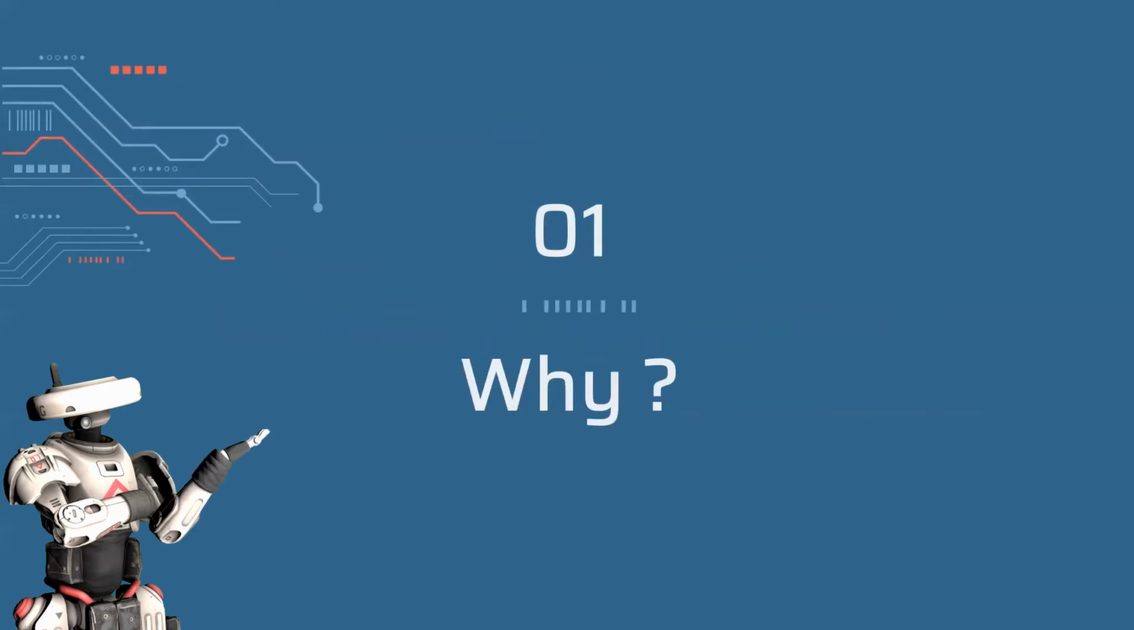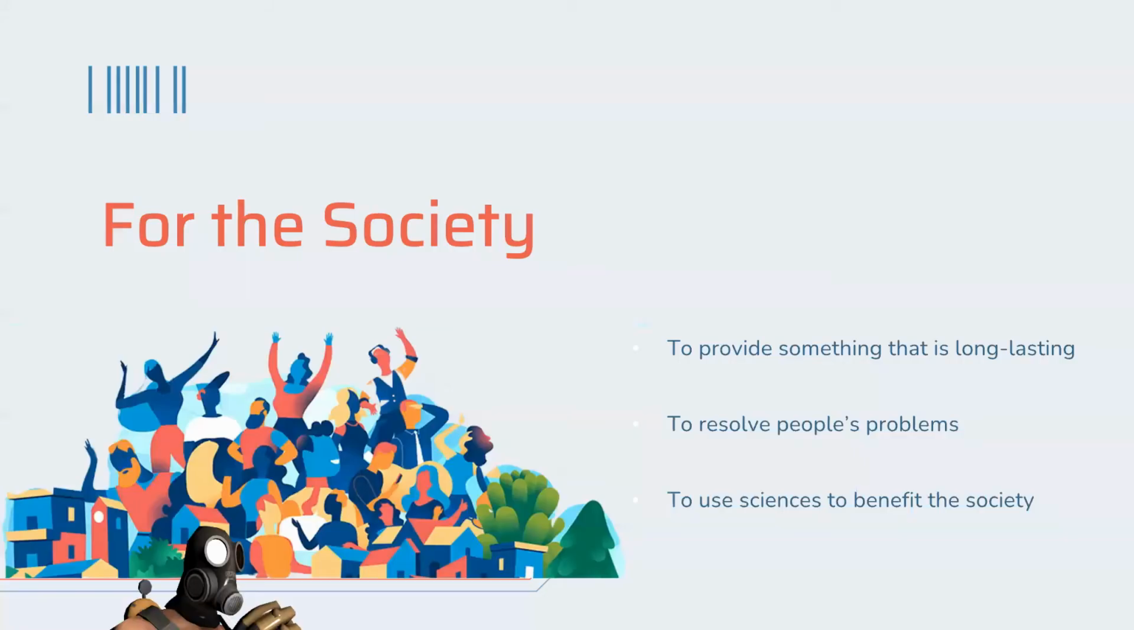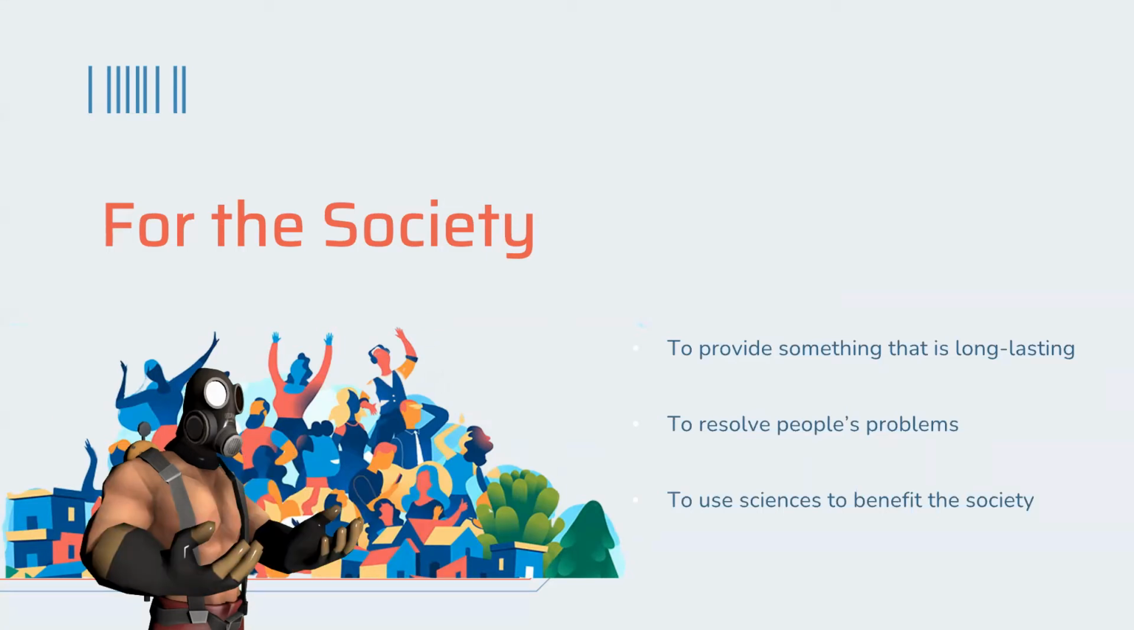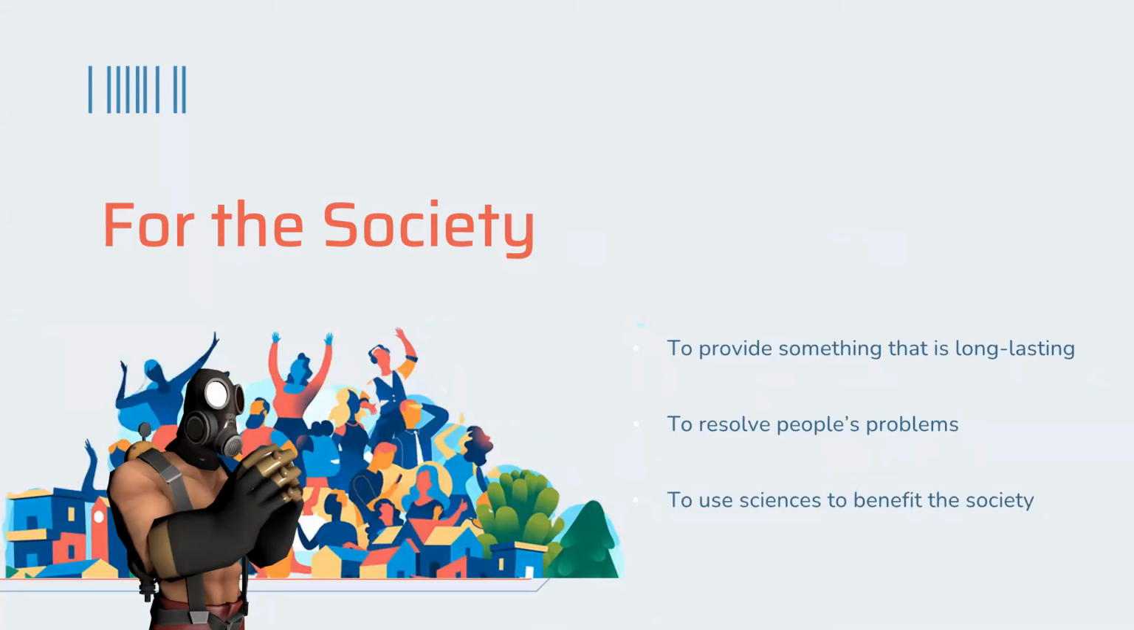And why? Now we will explain why did we want to do the product. So the first reason in our hands is we wanted to create something that we can contribute to the society with. We want to give the society something that will be long lasting, and it will solve some of the problems that people have been facing for decades and years. And this will help us to prove that science can be beneficial to the society.